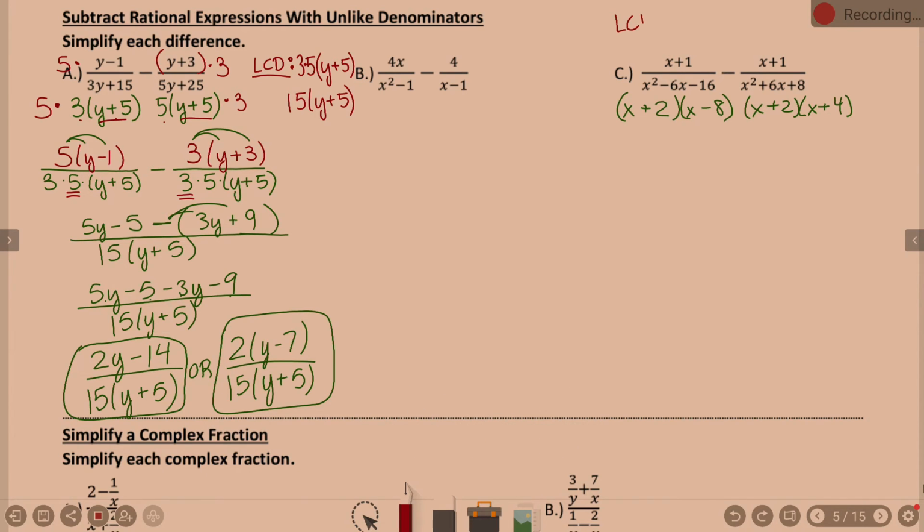Okay, I'm going to write it up here. And who knows, maybe you're pros, you're not even writing it down. But for the least common denominator, start by asking yourself, what's in common? Both denominators have an x plus 2, so that's part of my least common denominator. Anything else in common? No. So what are my leftovers? There's an x minus 8 that's going to go to my common denominator, and there's an x plus 4 that's going to go to my common denominator.